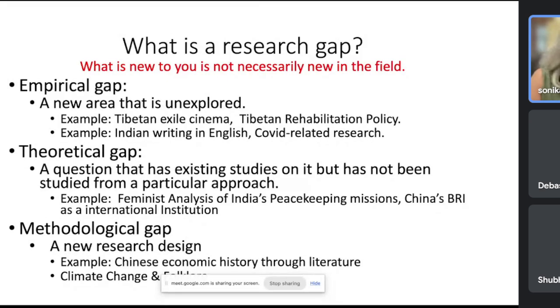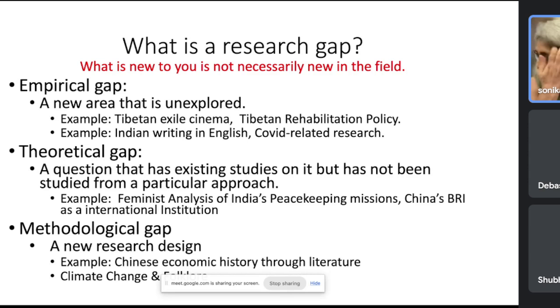One of my students worked on Tibetan exile cinema. There was a lot of work on Tibetan cinema, but nobody had worked on the Tibetan community in exile in India and the cinema they produce. So that became an empirical gap. While there was a lot of work on Tibetan visual representations, there was a lot of work on Tibetan cinema generally coming out of Tibet or in other locations. Nobody had worked on filmmakers that were working in India, the Tibetans who are in exile in India. So that became a research gap.